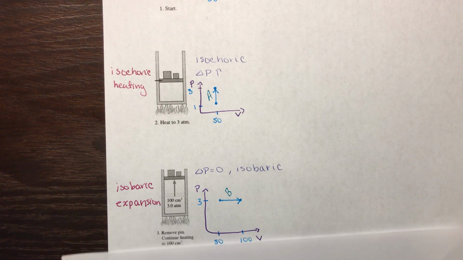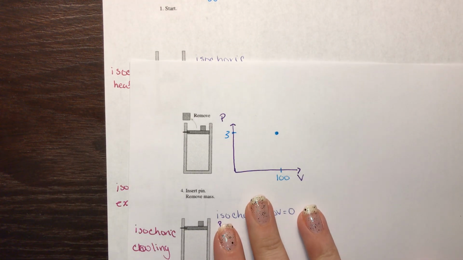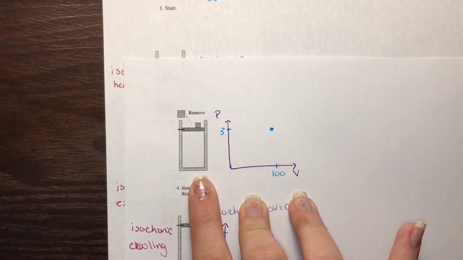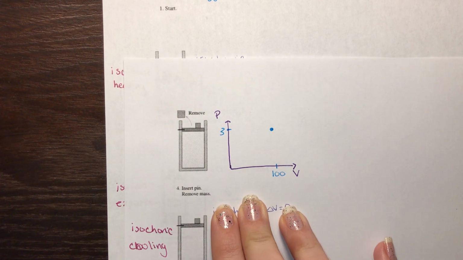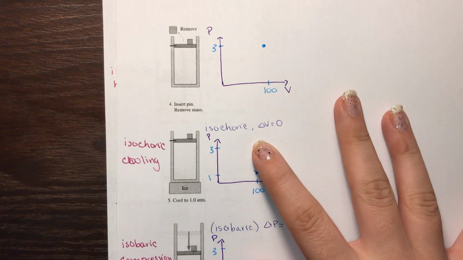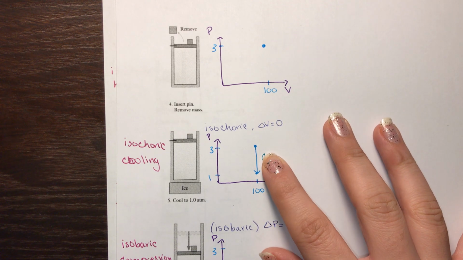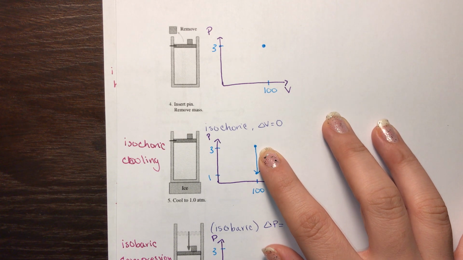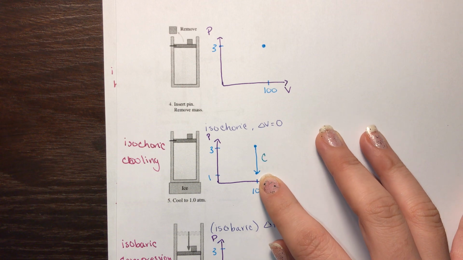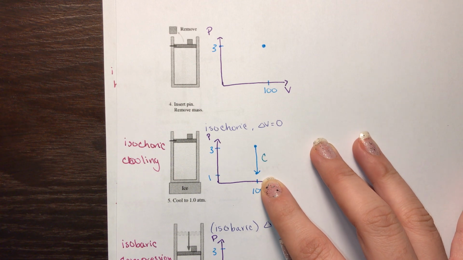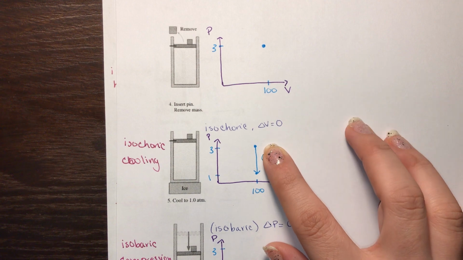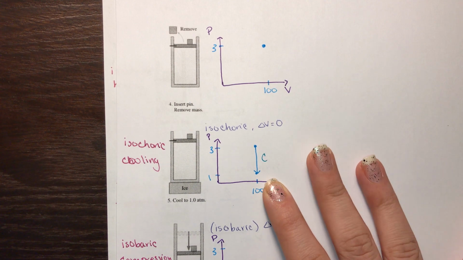After that, here we will reinsert the pin, so we're going to have a constant volume once again. This will now be isochoric, and we are going to be cooling it, so we will have a decrease in temperature and also a decrease in pressure. So we'll get this curve here, which we'll be labeling C.